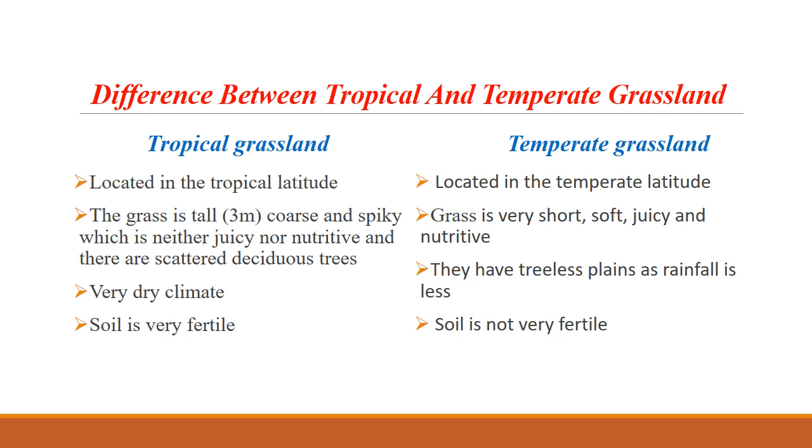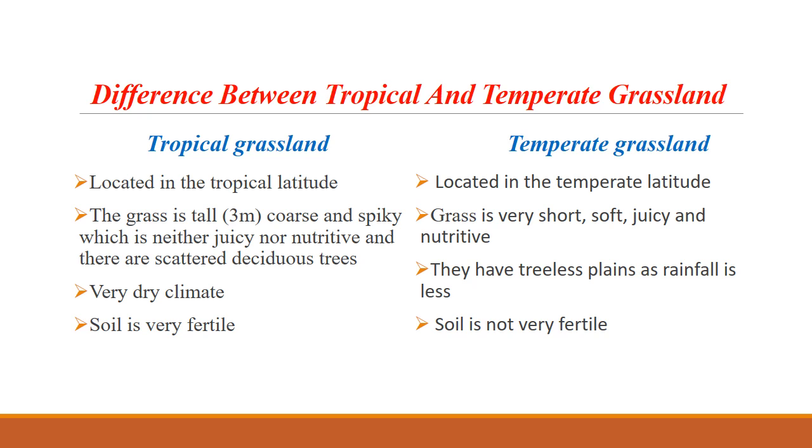After discussing the types of grassland ecosystem, tropical grassland and temperate grassland, I have listed the differences between these grassland ecosystems. Tropical grassland is located in the tropical latitude, while temperate grassland is located in the temperate latitude. The grass in the tropical grassland is tall and spiky, which is neither juicy nor nutritive. While in temperate grassland, grass is very short, soft, juicy and nutritive.